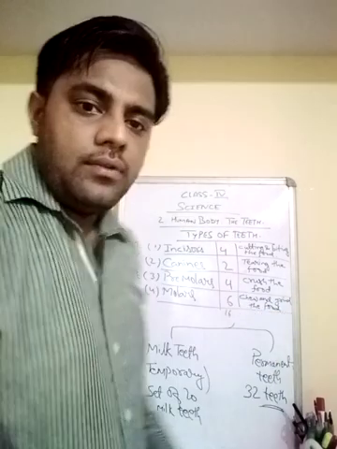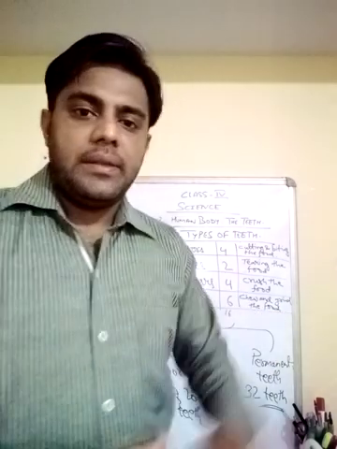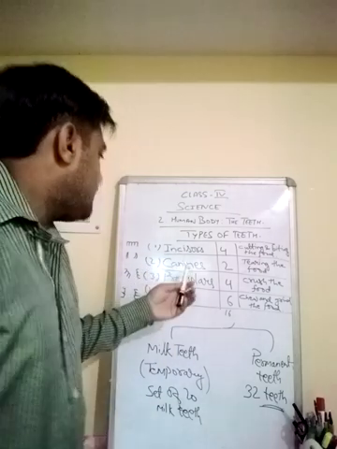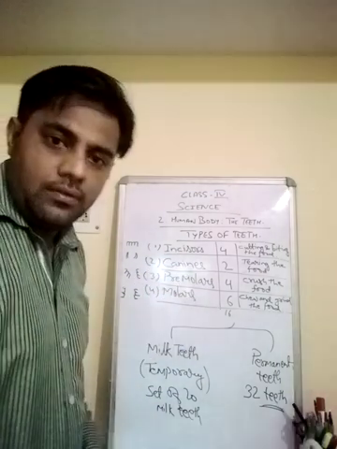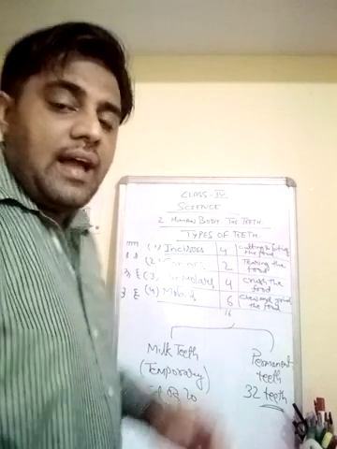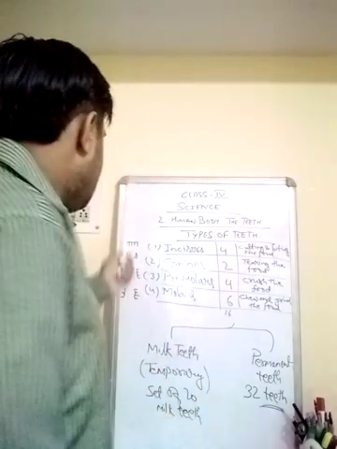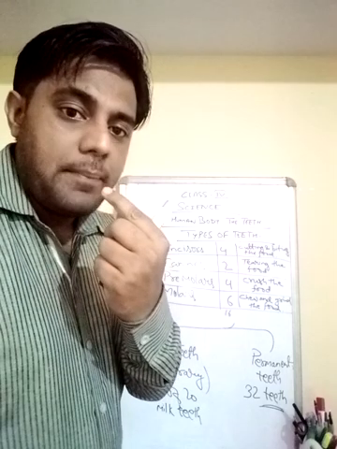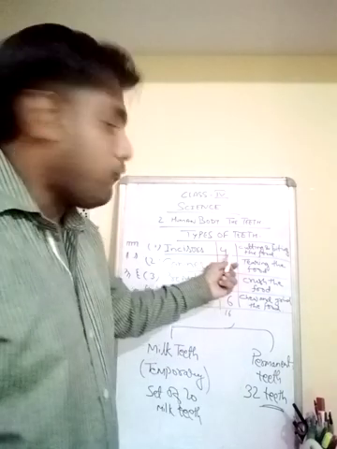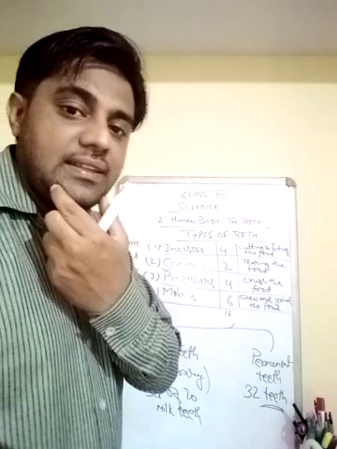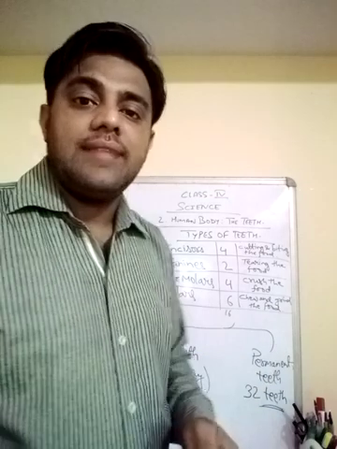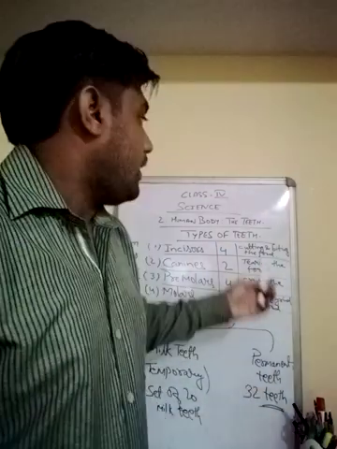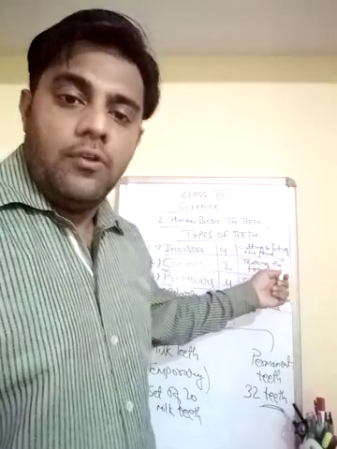Chew and grind the food. So once again I will be repeating this to you. We have 4 types of teeth in our mouth: incisors, canine, premolars and molars. Incisors are the first 4 flat yet sharp edged teeth. There are 4 incisors in each jaw. It means how many incisors we have in total? 8. And its work is to cut and bite the food.